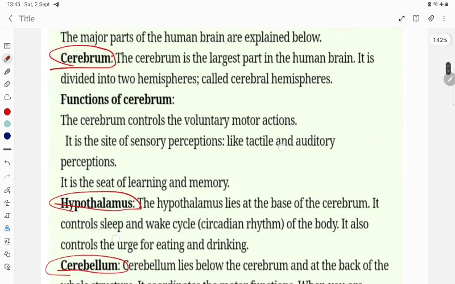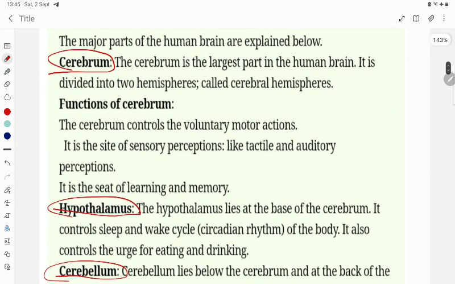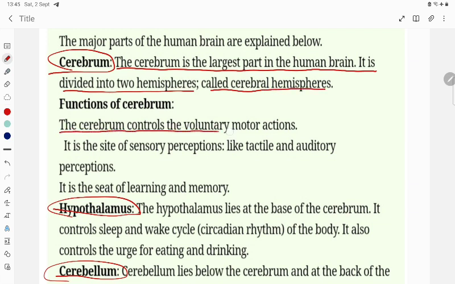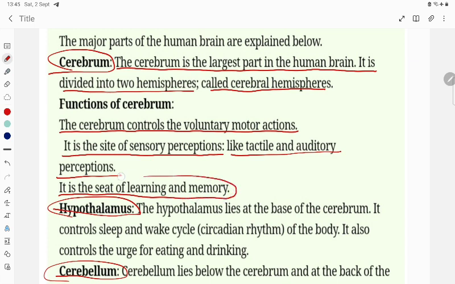So let us try to understand the cerebrum. The cerebrum is the largest part of the human brain. It is divided into two hemispheres called the cerebral hemispheres. What is its function? The cerebrum controls voluntary motor action. It is the site of sensory perceptions like tactile and auditory perceptions. It is the seat of learning and memory.